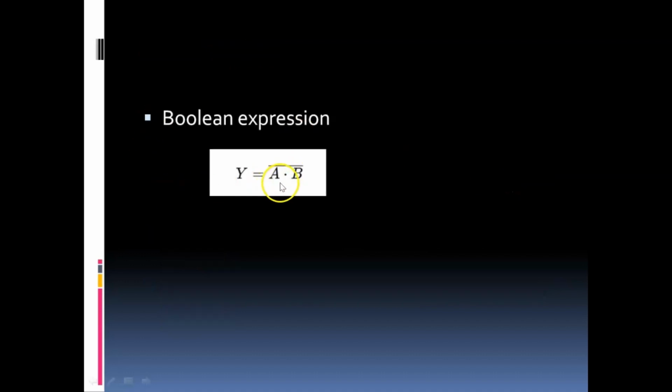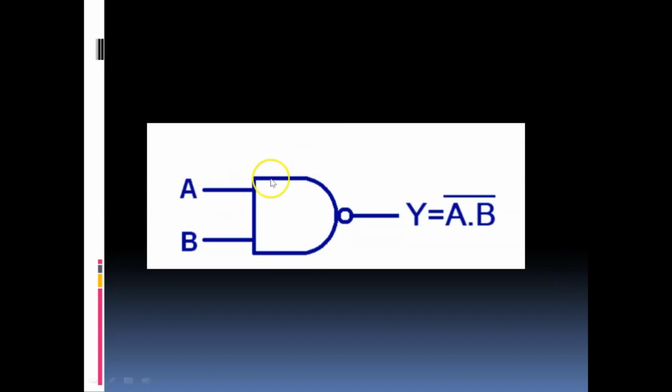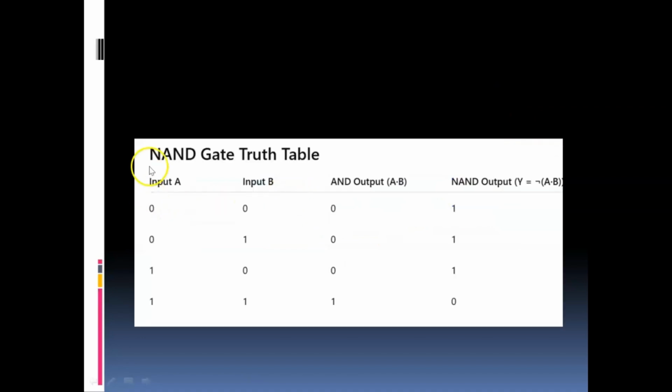The expression is given like this: A and B, where the dot represents AND. So A dot B is the AND gate, and on top of that you can see a NOT symbol, which gives you a NAND gate at the end. This is the symbol, how it looks like. This is an AND gate and a NOT is put. So together it makes a NAND gate. Okay, this is the expression, or you can see from the diagram how it looks like.